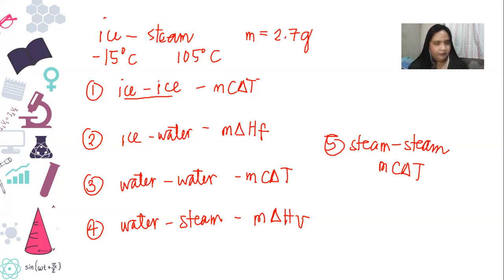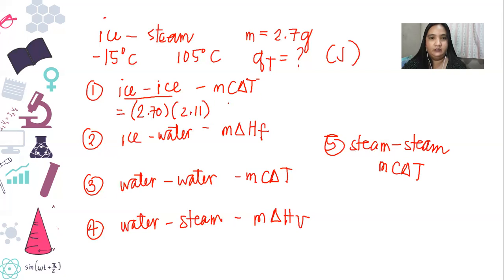Knowing that, you can just put in the values. In this case, we're looking for Q total in joules, so no problem in conversion. So first one, ice to ice, MC delta T. This is equal to 2.7, and then what will be the C of ice? It's 2.11. And then delta T, that's 15. And then ice to water, that's an MHF. So that's 2.7, and then heat of fusion is what? 334 from the table.